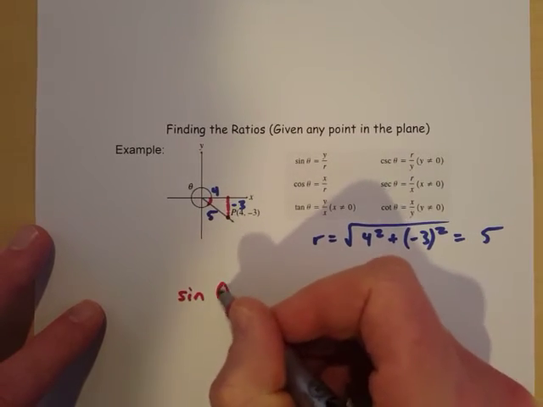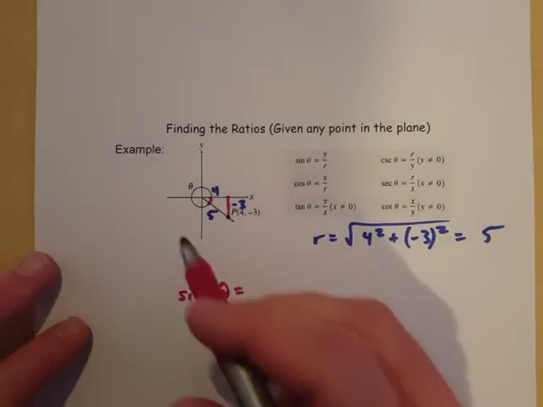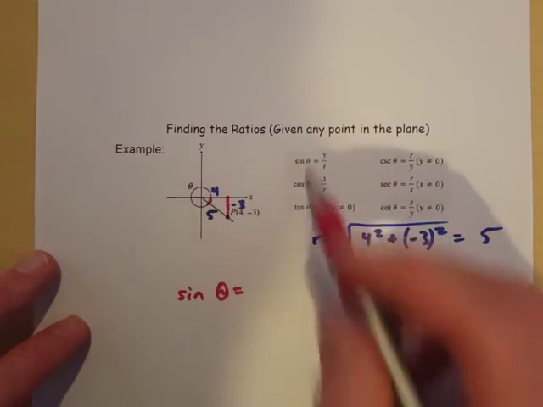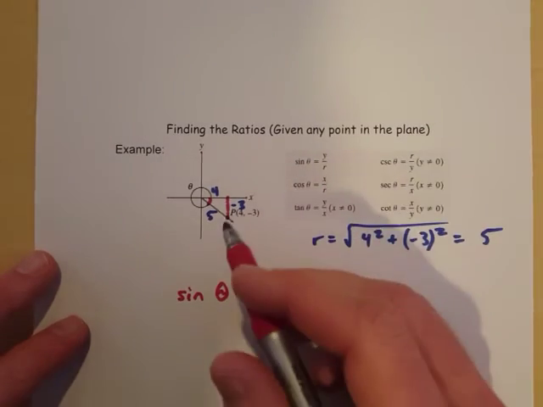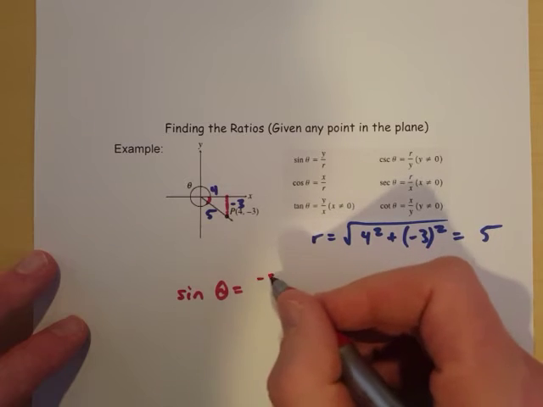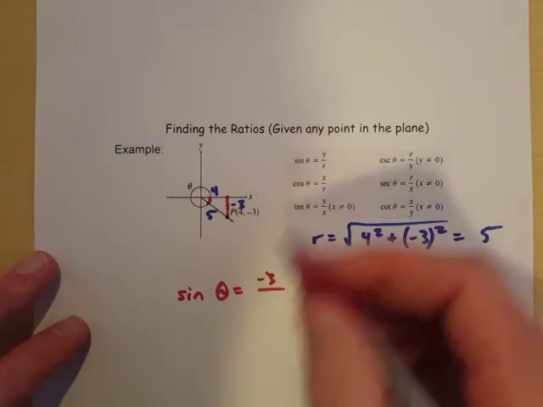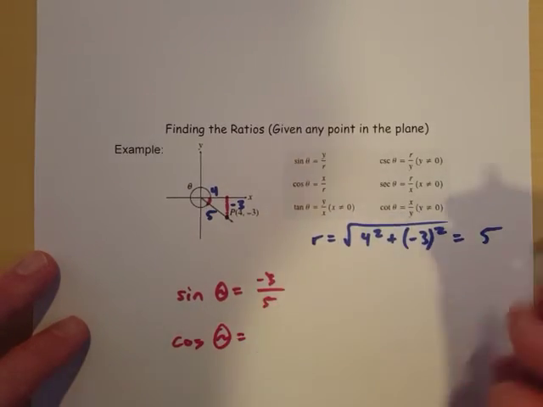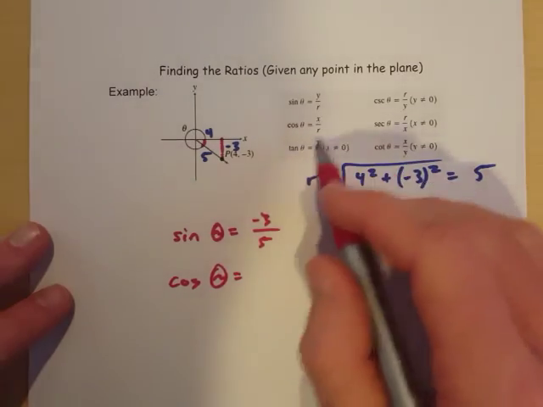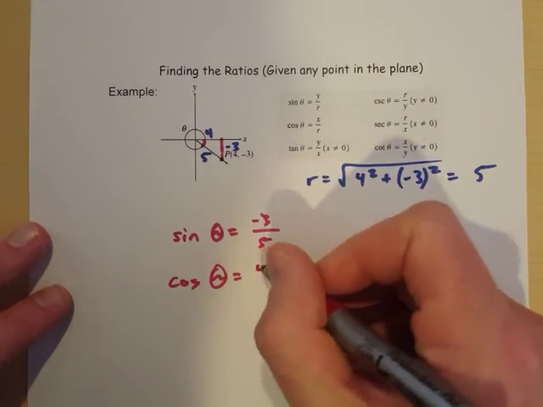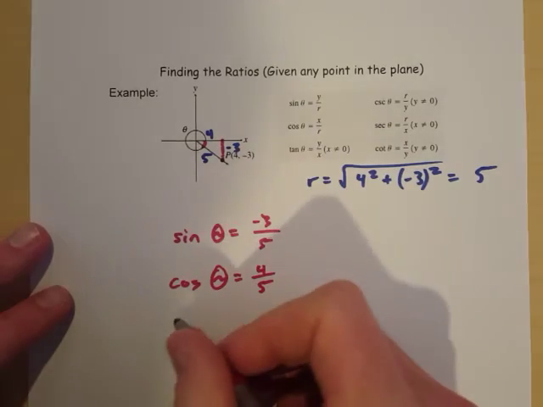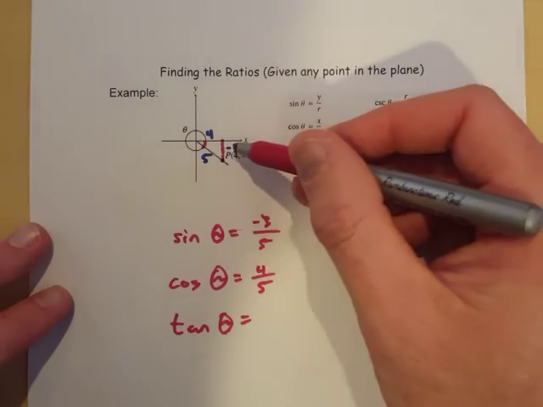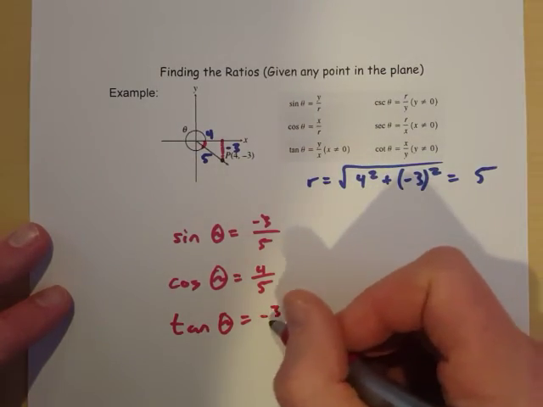Sine. Now, as you're thinking about this, you're probably going to keep thinking opposite over hypotenuse, but you might want to start thinking about y over r for sine. But either way, that's going to be negative 3 over 5. Then cosine, that is going to be x over r, so that is 4 over 5. Tangent is going to be opposite over adjacent, or y over x, so that's going to be negative 3/4.